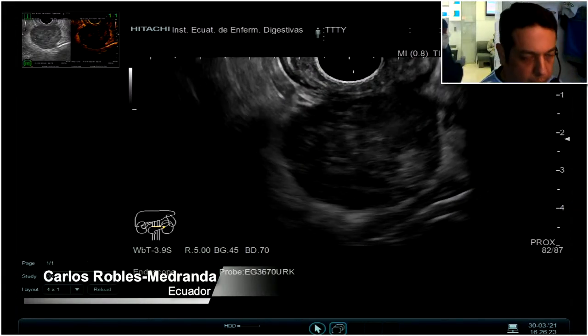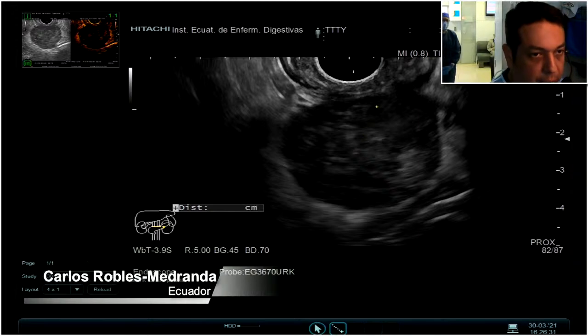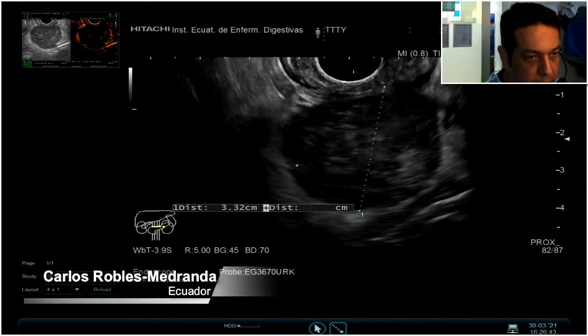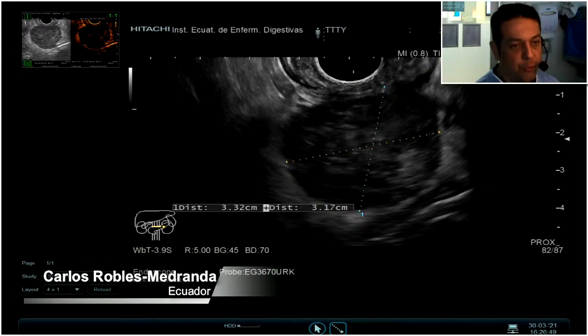Okay, so now we have this lesion. This is a subepithelial lesion from the body of the stomach and from the muscularis propria. So first we will measure this lesion, and we are working in B mode now. So we have a 3 by 3 centimeters lesion.